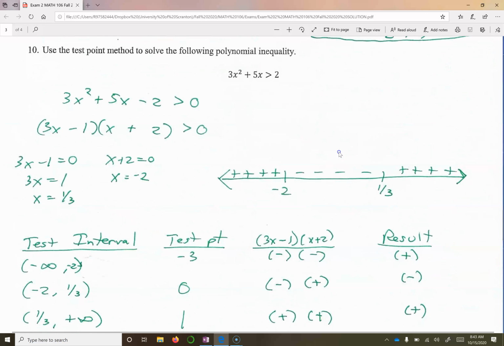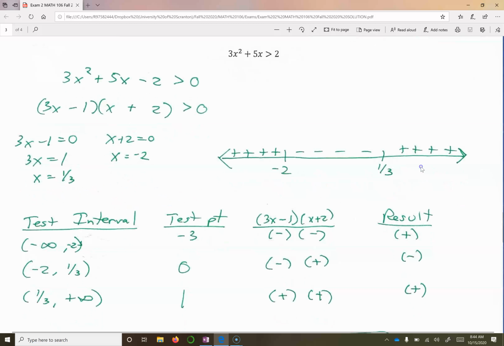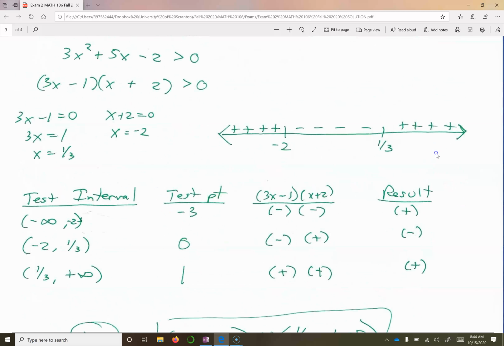Now this one, a lot of people had problems with this one. I had a lot of people leave this blank. So it's a quadratic inequality, and I asked you to use the test point method. So what you do is you put everything on one side of the equation. This was a factorable quadratic, and you would get two values, 1/3 and -2. So I put those on a number line. And our goal was to determine the three intervals on the number line. There were only three: from -infinity to -2, then between -2 and 1/3, and then 1/3 to +infinity.